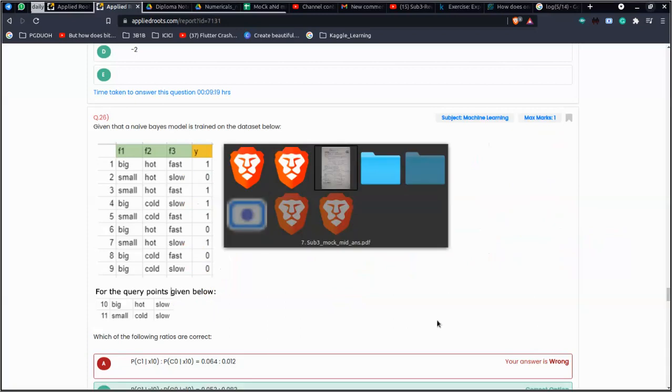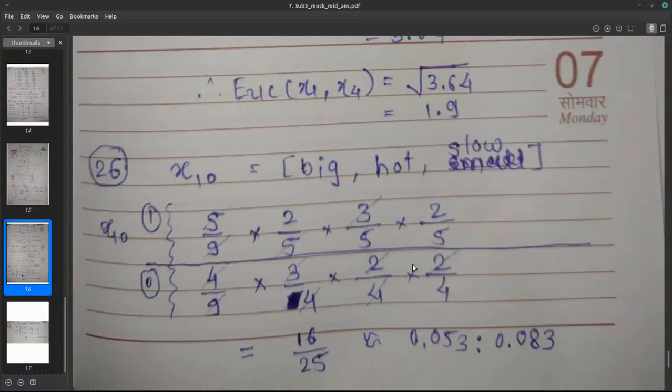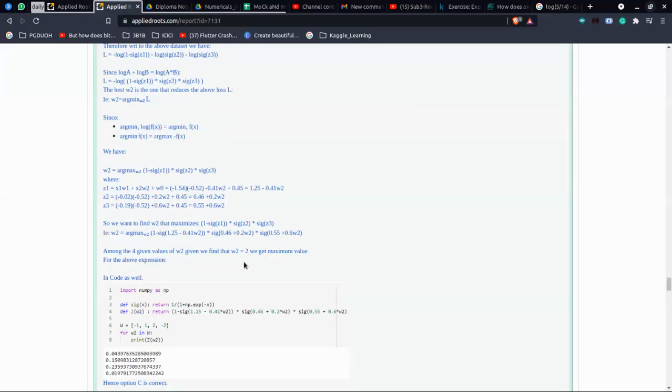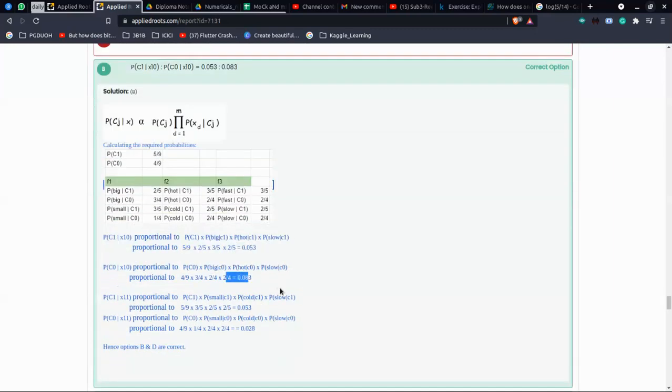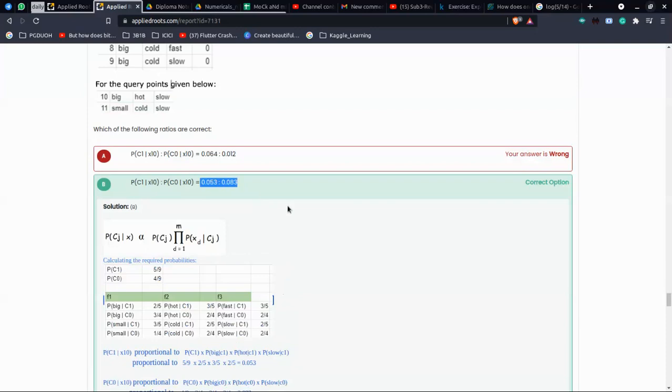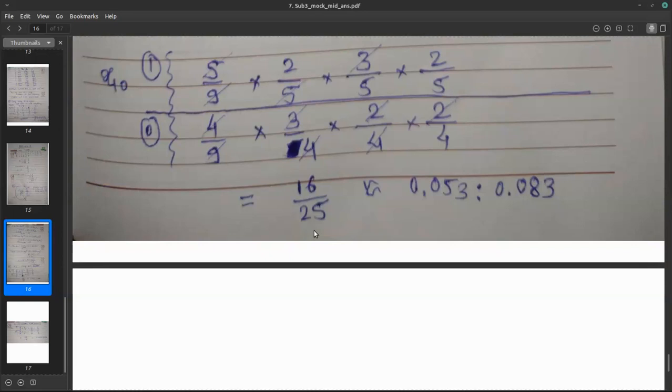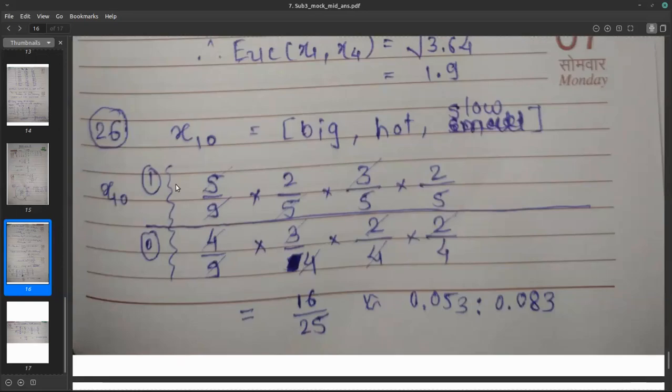Just a second, let me open that notebook. For x10, it's 16 divided by 25. Right, so if you calculate 16 divided by 25, the answer would be nearly equal to 0.64 or 0.63, like that. 0.053 then 0.083. I know this is not exactly the correct answer because they are making the rounding error twice. They are rounding it here also and they are rounding it here also, right? So that's why they are getting this answer. But if you put 0.053 divided by 0.083, actually 53 divided by 83, in the calculator, it would be nearly equal to 16 divided by 25, right? So this way we can find out the ratio or answer.